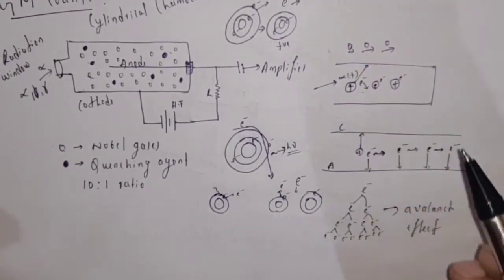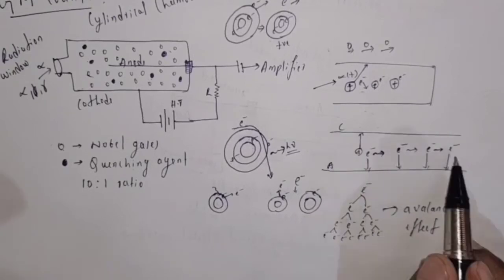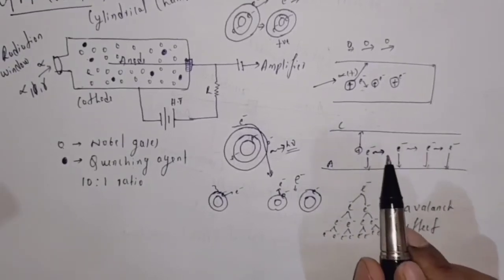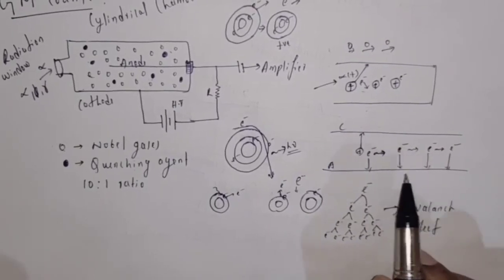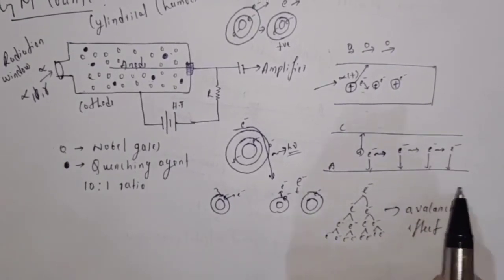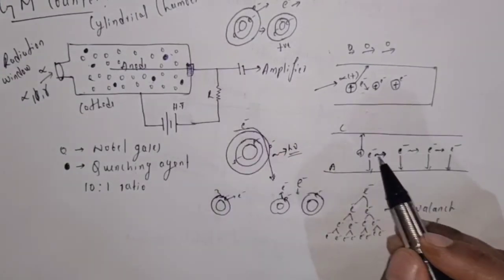Here from a single electron we observe that more electrons are emitted from the gas molecules, and all these electrons create the avalanche effect. And because of this avalanche effect, we observe a pulse in the GM counter from the electrons.